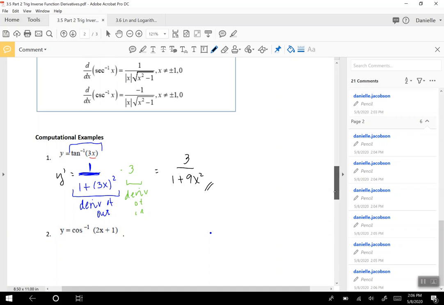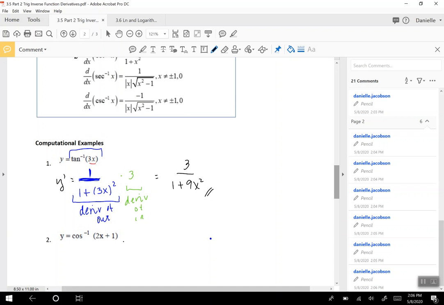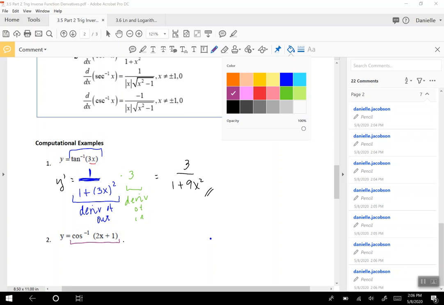All right, so this time I have the cosine inverse of 2x plus 1. So I need to recognize that again, I have the chain rule. My outside function is this cosine inverse. My inside function is the 2x plus 1 right here.